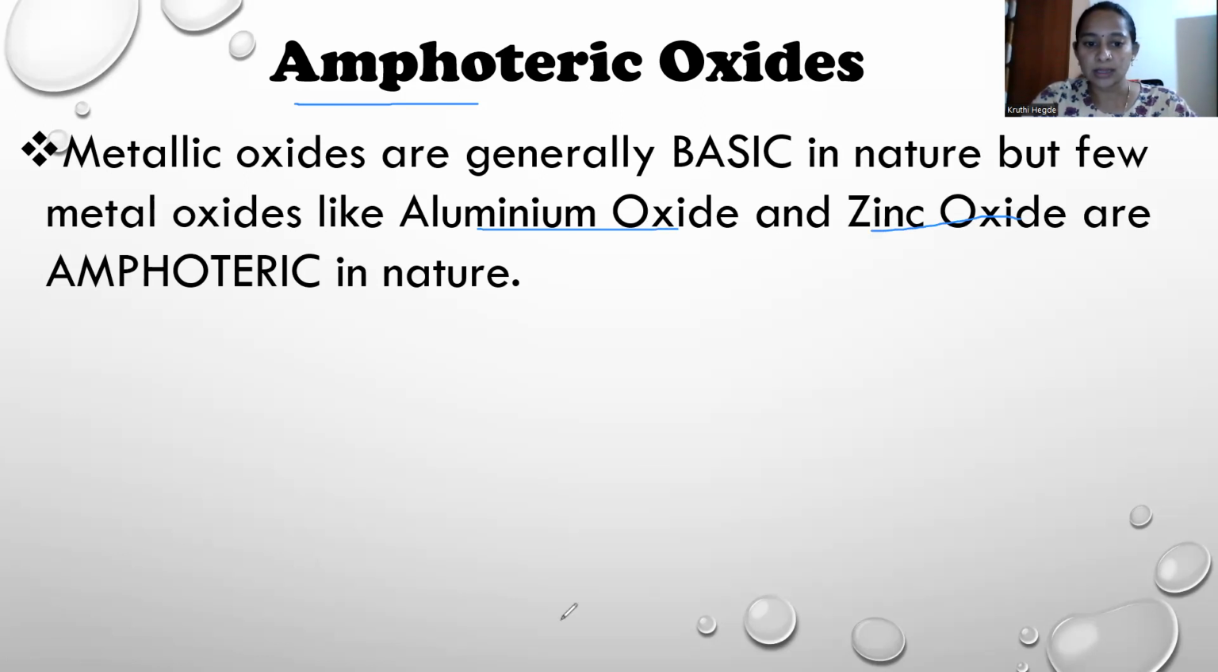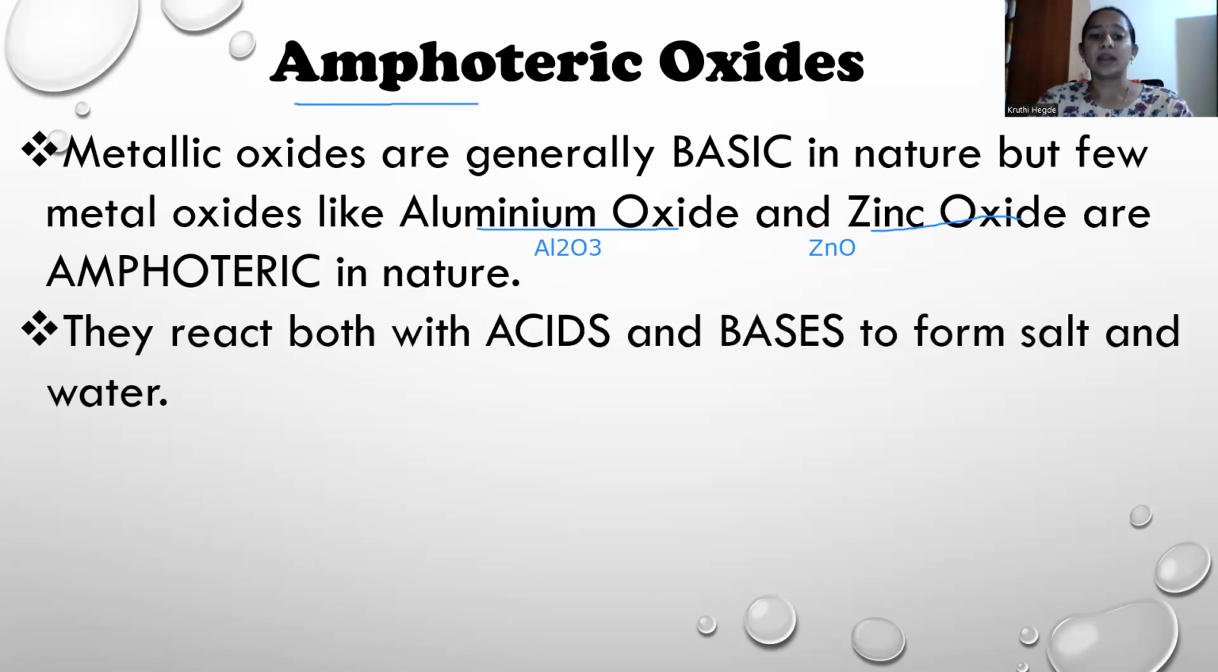Aluminium oxide is Al2O3, and zinc oxide is ZnO. So these two are actually amphoteric in nature. That means they act both as base and acid, basic in nature also and acidic in nature also. They react both with acids and bases to form salt and water.